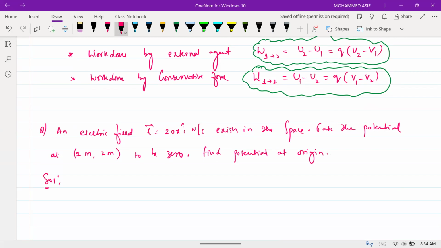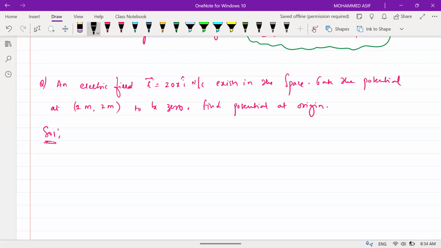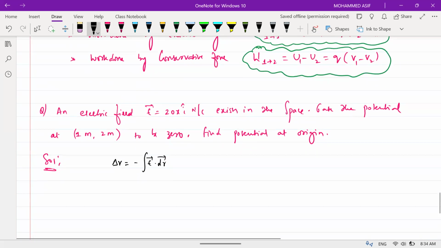Should I try to do it? Field is given and it is asking the potential. So how do you do it? Integration or differentiation? Field is given, so delta V is equal to minus integral of E bar dot dr bar. Yesterday I told you, isn't it? Yes, sir.